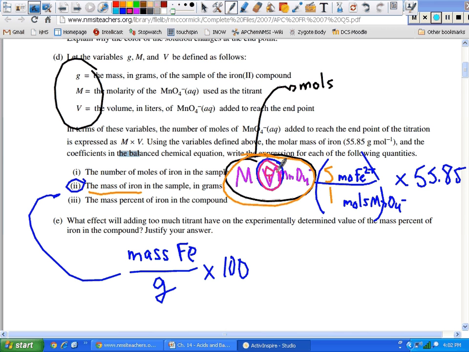Again, that's one of those you've got to know. If you ever increase volume, that should mess your mass up. Okay? Does that make sense? The official answer to E: the experimentally determined mass percent of iron in the compound will be too large because the volume is too large. What effect will adding too much titrate? You're adding volume. Because when it says adding too much titrate, that's adding too much permanganate. Titrate is the permanganate ion.